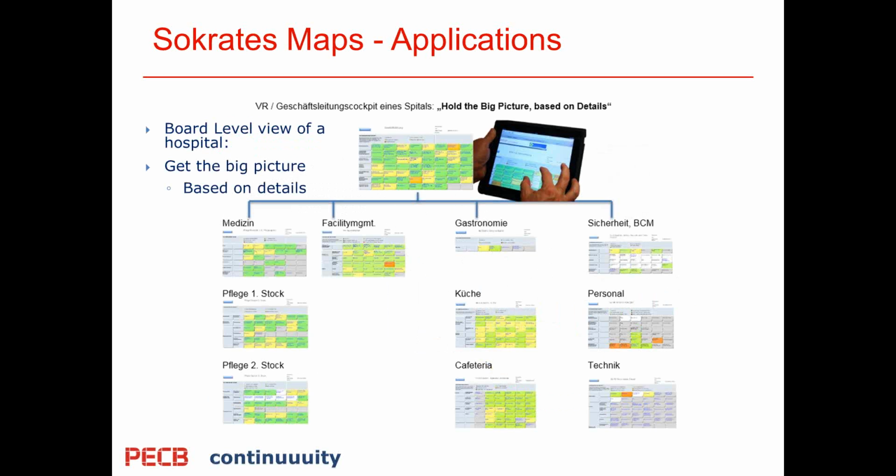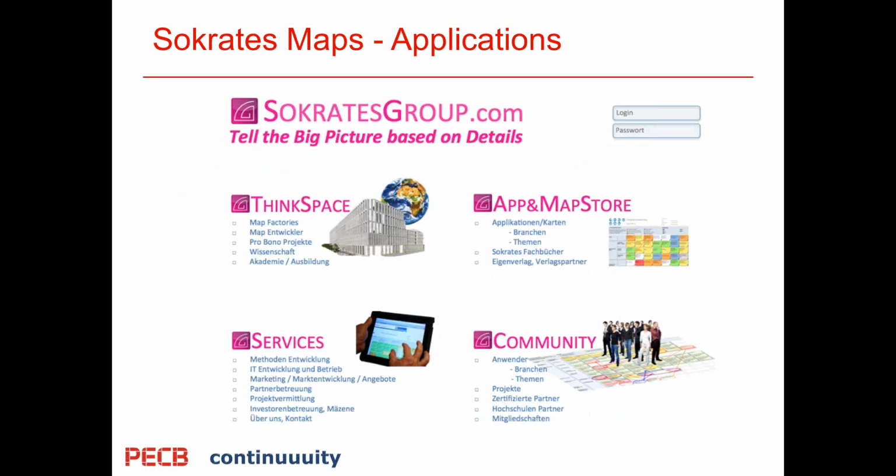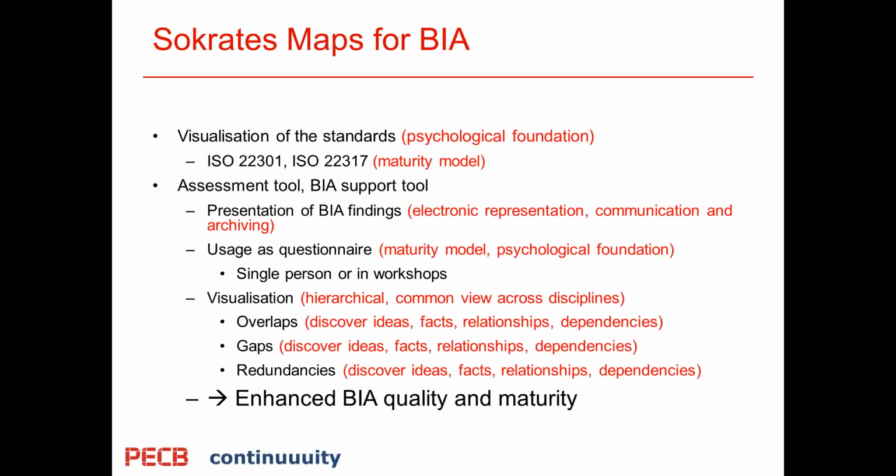As we see, these tools can also be used in a kind of hierarchical structure, like in an org chart. This example really is intended for a board level view on a hospital. There are different factors on medicine and kitchen, cafeteria, technology, and on the top right corner we see also an application, security, and BCM. The tools are available or are actually created on electronic tools like PCs and tablets, and are supported by a community to develop these maps and develop them further.